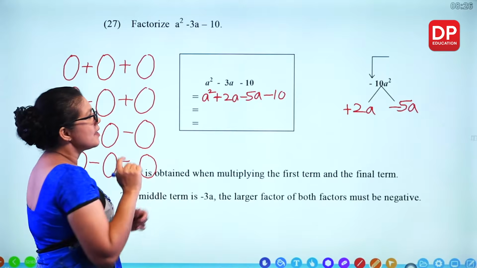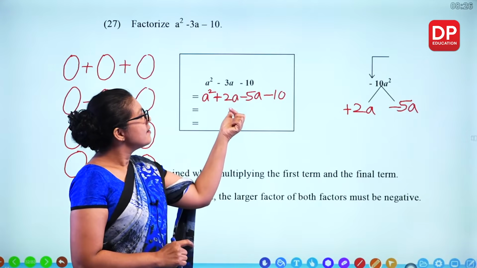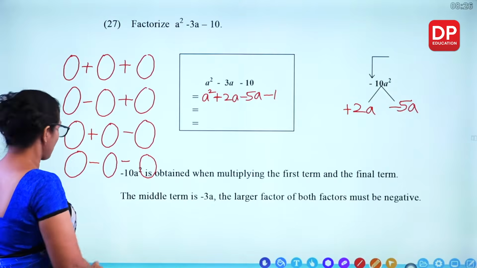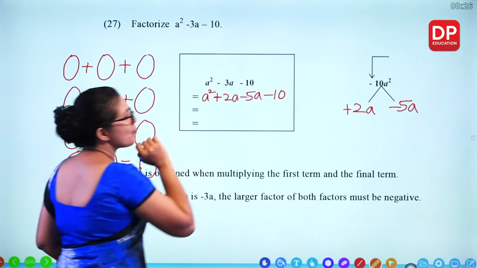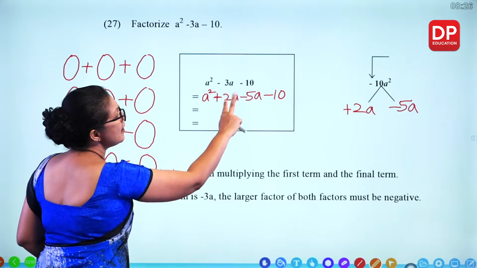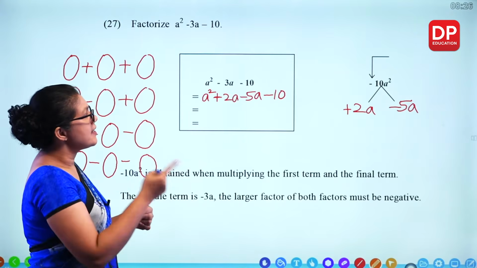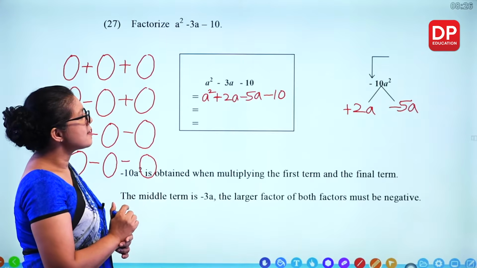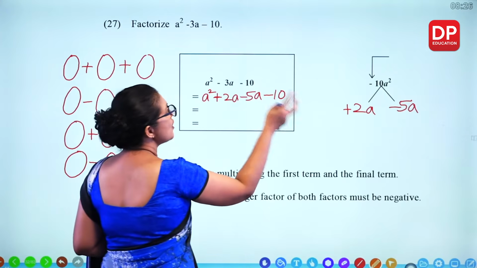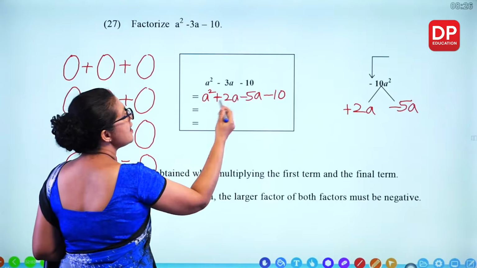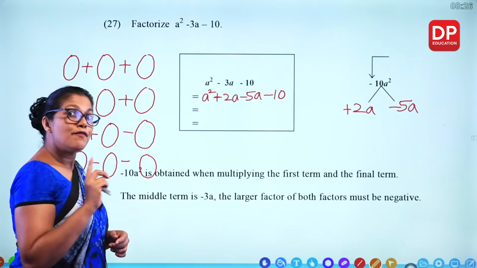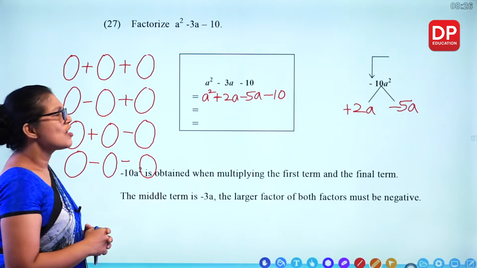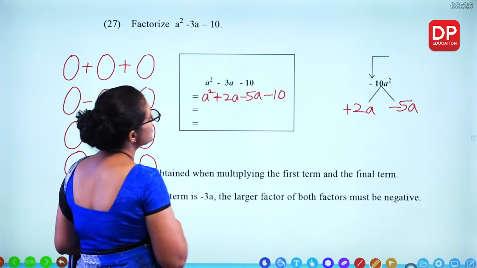Here, don't think that I can only write it this way. In this one, you can write minus 5a first and then write 2a. You get the same answer. So don't worry about which one to write first. You can write any two factors first. If you can't see the factors, then what you do? You can interchange the terms.